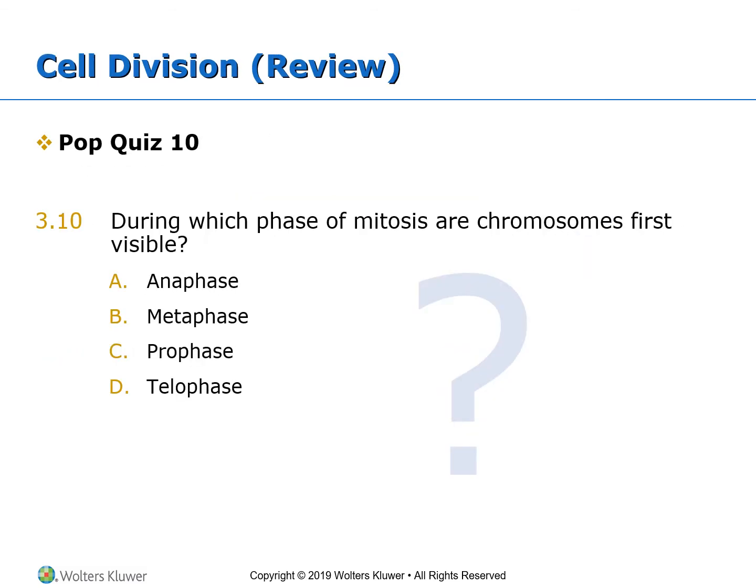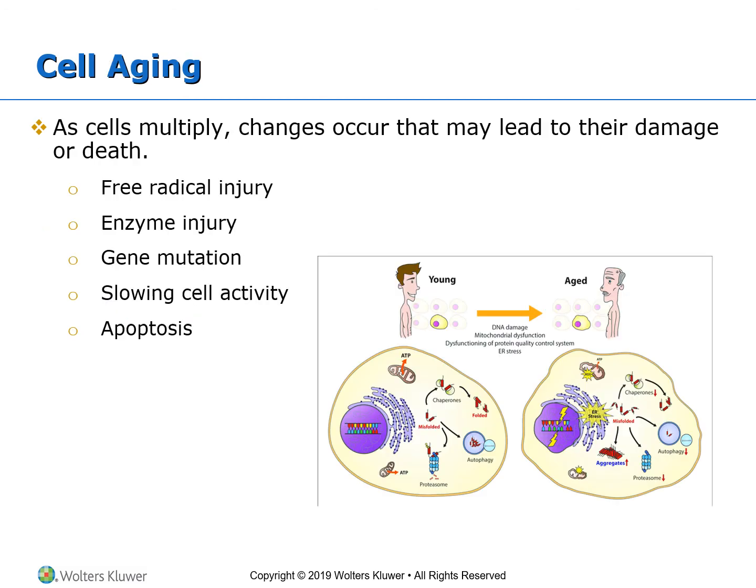So the question will be, during which phase of mitosis are chromosomes first visible? And the options are anaphase, metaphase, prophase, and telophase. The answer is prophase.